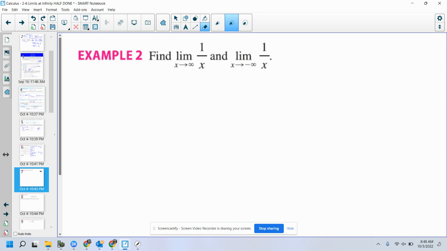Let's find the limit as x goes to infinity of 1 over x, and the limit as x goes to negative infinity of 1 over x. Get my notes. Oh, I think they're right here. I was prepared and I didn't remember.